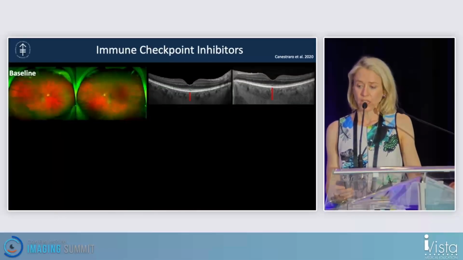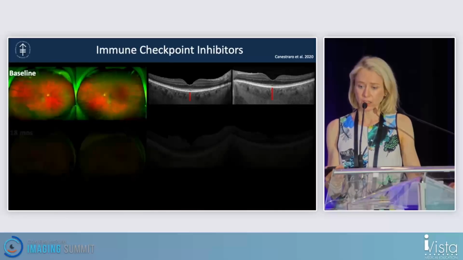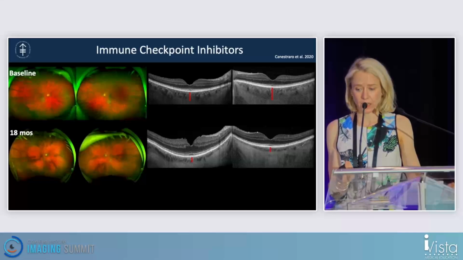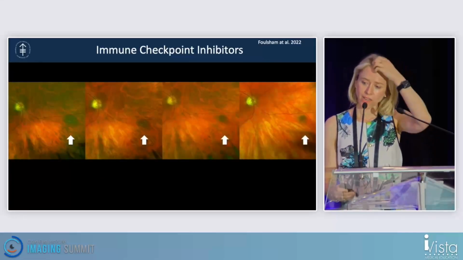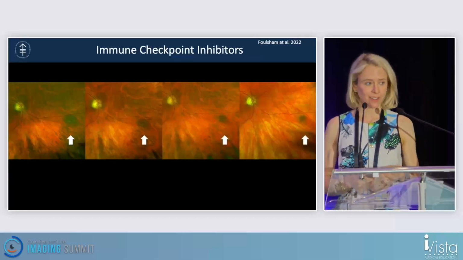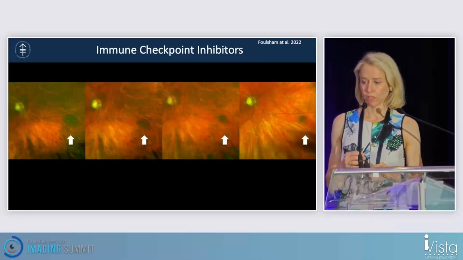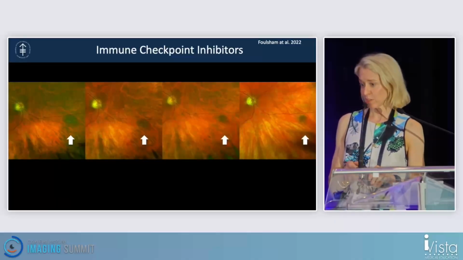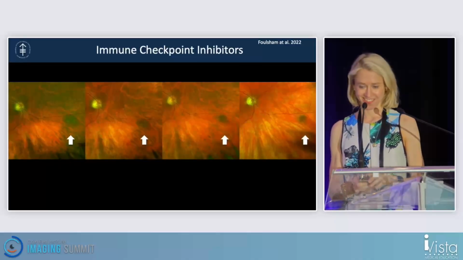Here, interestingly, look at the choroid thickness. After 2 years of being on an immune checkpoint inhibitor, there's thinning of the choroid, and you can see loss of pigment in the fundus. And then here is an example of a choroidal nevus that decreased over time in a patient on an immune checkpoint inhibitor. I am out of time, so I'm going to stop there.